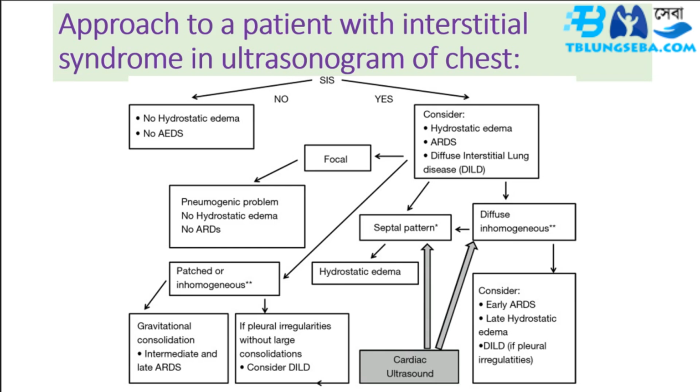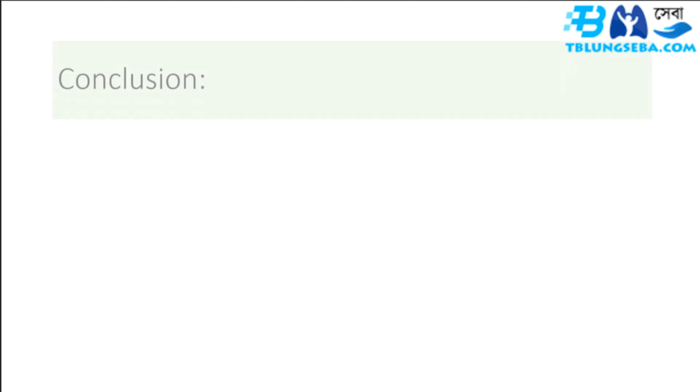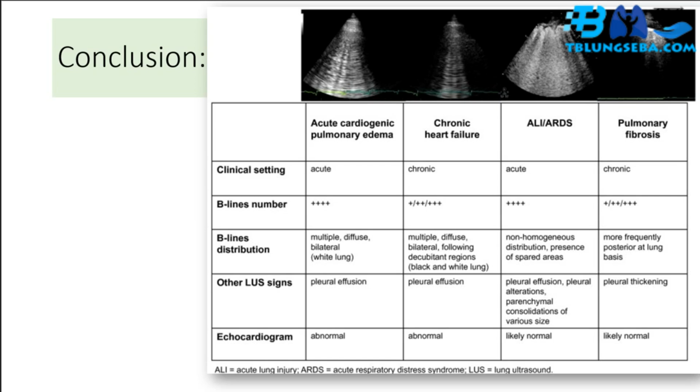Gravitational consolidation. If pleural irregularities without large consolidations: intermediate and late ARDS. Consider DILD. Cardiac ultrasound. Diffuse, inhomogeneous: consider early ARDS, late hydrostatic edema. DILD if pleural irregularities. Conclusion: acute cardiogenic pulmonary edema.